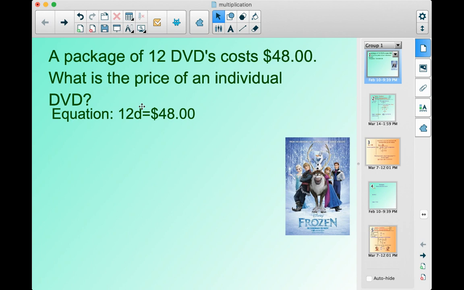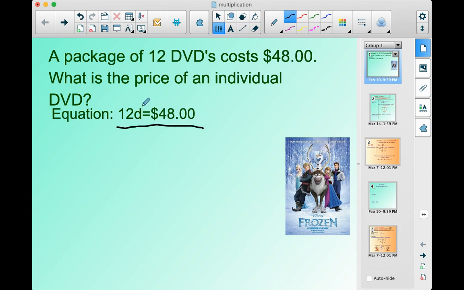Well, if I'm buying 12 of them, I'm going to multiply that price by 12 to get the total that I pay, which is 48. So I get this equation: 12 times D equals 48. Now, if I want to know how much D is, thinking about what we did yesterday, I can draw my train tracks, and I'm trying to get D by itself.